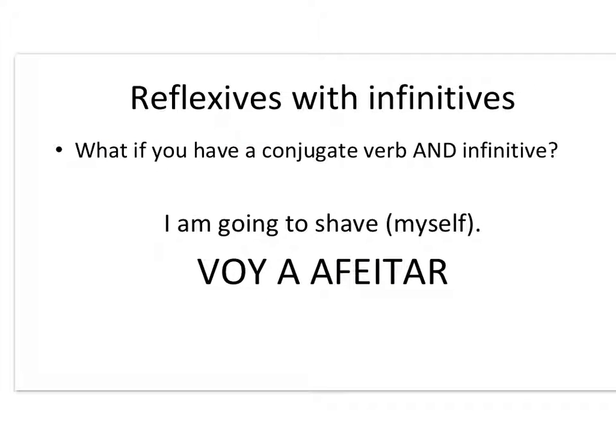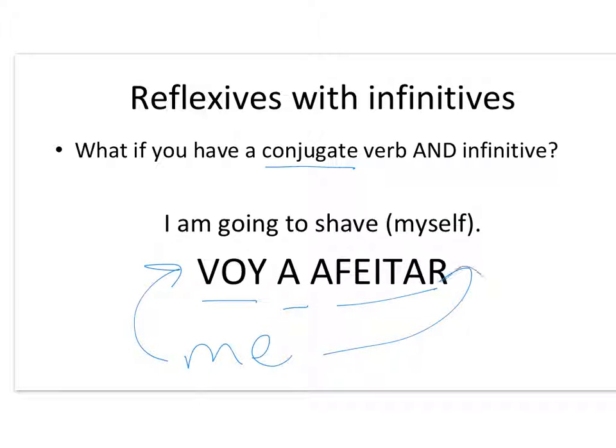Reflexive with infinitives. So what if you have a conjugated verb and an infinitive? Sorry, that should say conjugated, not conjugate. For example, you have voy a afeitar. You have two verbs there. And you know that you need me somewhere, but you don't know where you're going to put it. Are you going to put it here? Are you going to put it at the end?